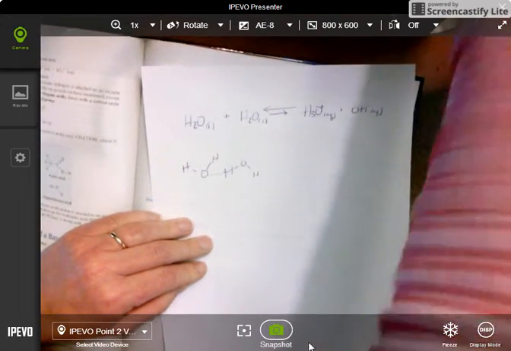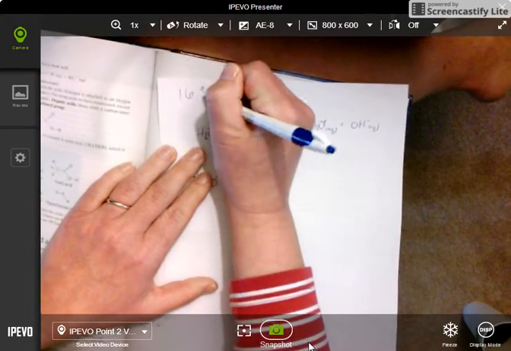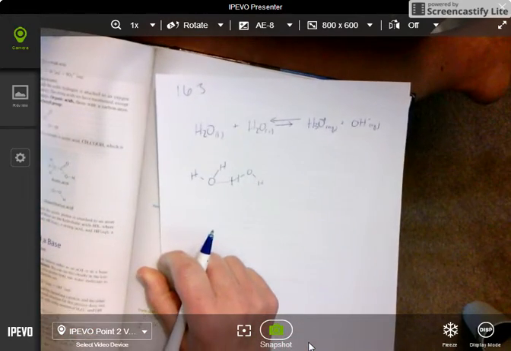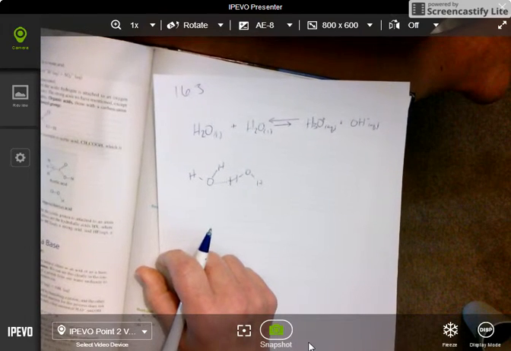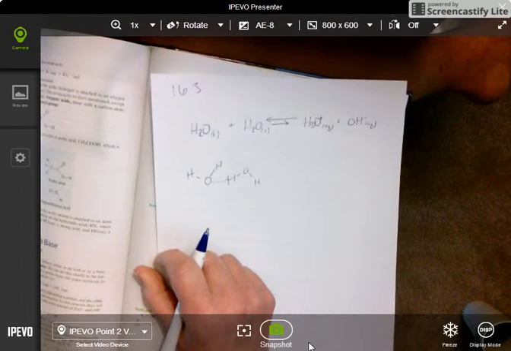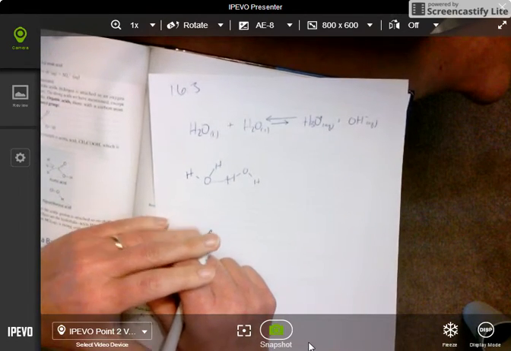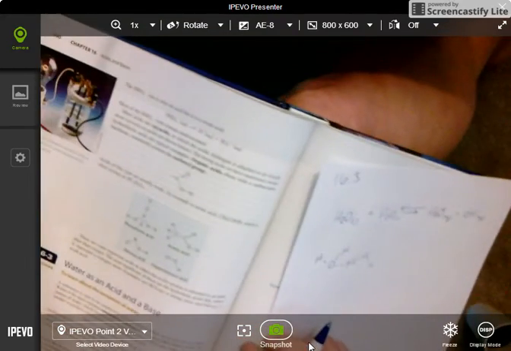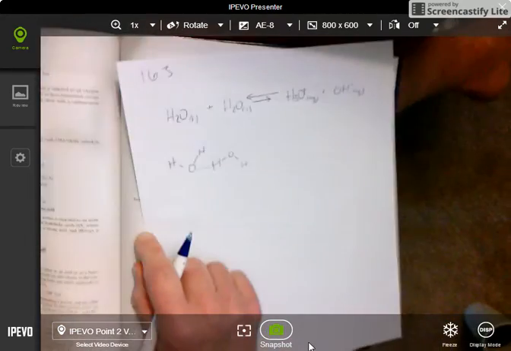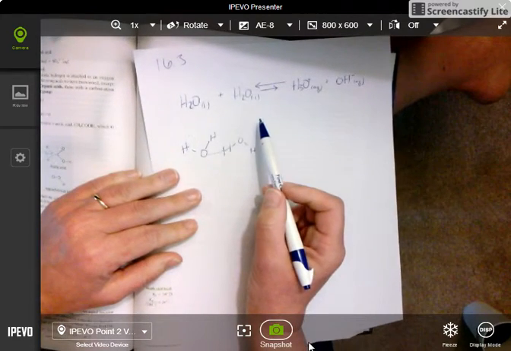Okay, this video is on section 16.3, water acting as an acid and a base. If you watch the other videos, amphoteric is one of those vocabulary words that you talked about in class yesterday, and it's talked about in this section of the book. I'm on page 390, but we're going to go into something called the ion product constant.